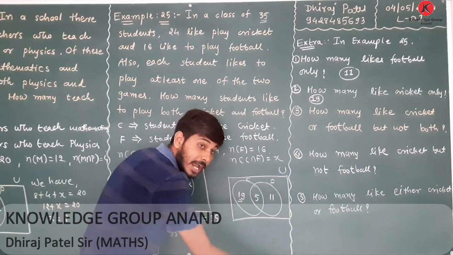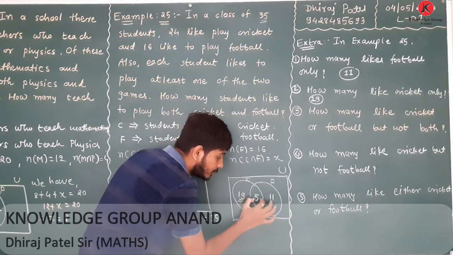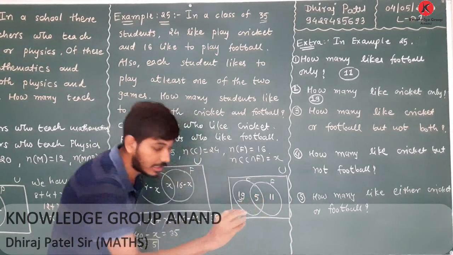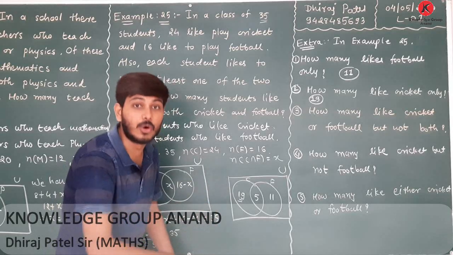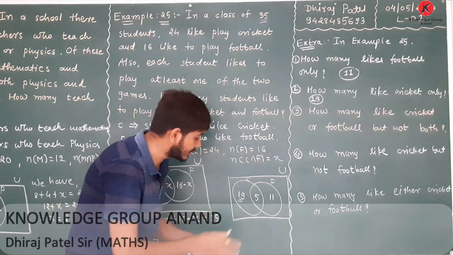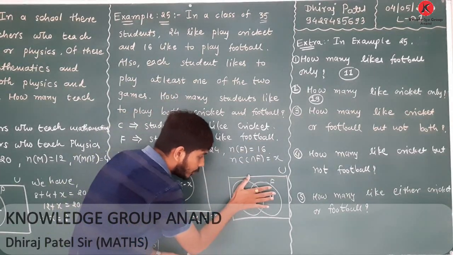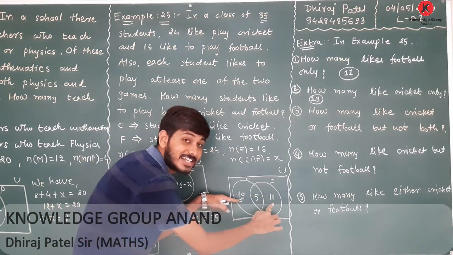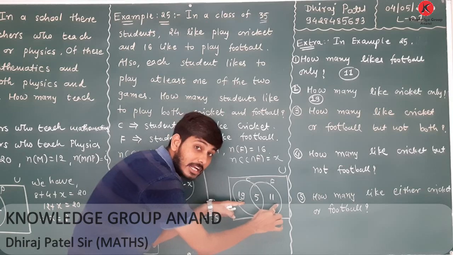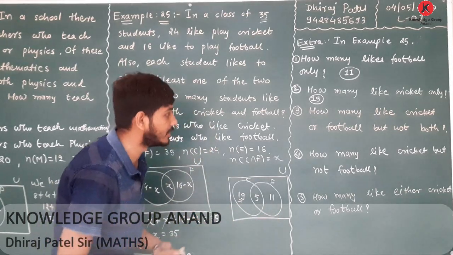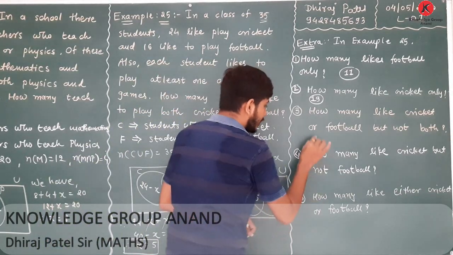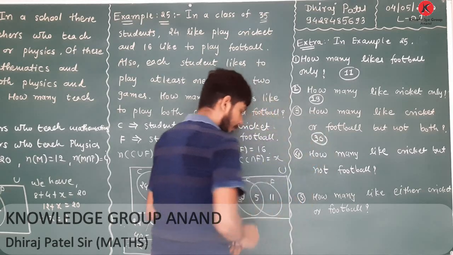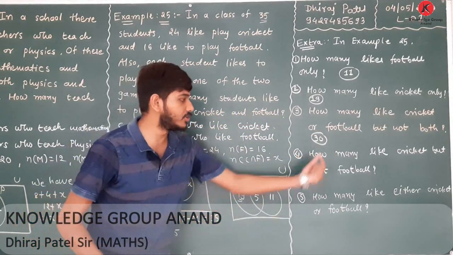You have to subtract the intersection portion, but not both, so remove the both portion. Okay, therefore the rest is your answer. Therefore the answer is total portion minus 5, that means 19 plus 11 only. Therefore the answer of this question is 30. Clear? 19 plus 11 is your answer.